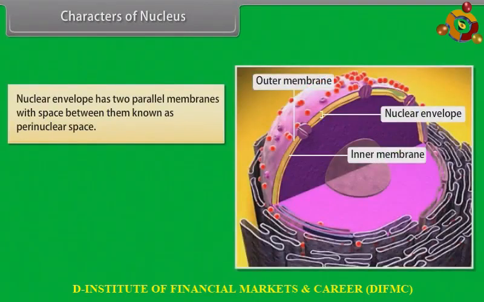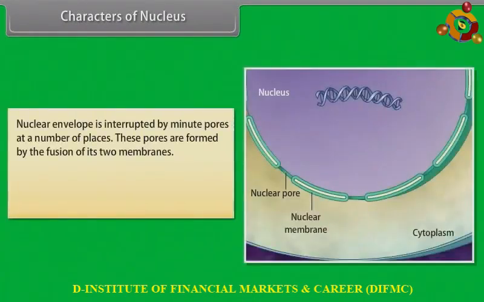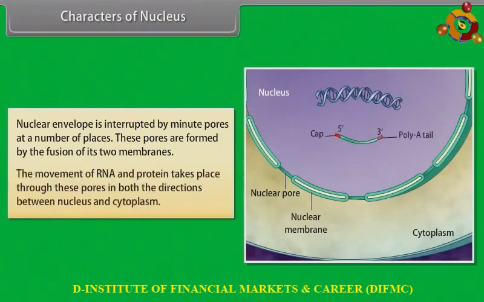Nuclear envelope has 2 parallel membranes, with space between them known as perinuclear space. The outer membrane is usually continuous with the endoplasmic reticulum having ribosomes on it. Nuclear envelope is interrupted by minute pores at a number of places. These pores are formed by the fusion of its two membranes. The movement of RNA and protein takes place through these pores in both directions between nucleus and the cytoplasm.